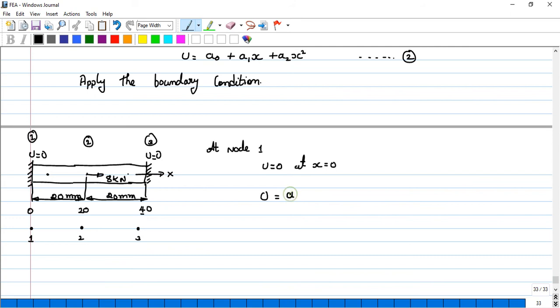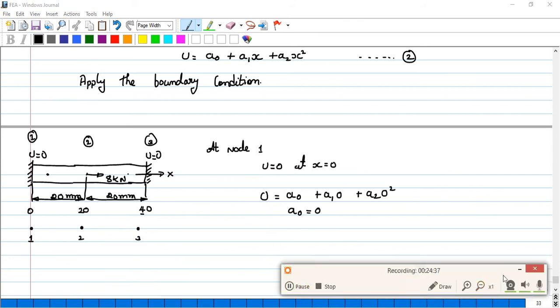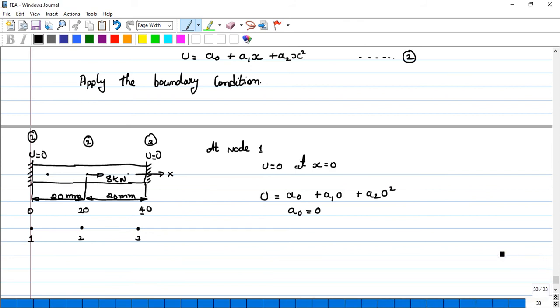a0 plus a1 into 0 plus a2 into 0 square. Now I was able to identify the value of a0, that is a0 is equal to 0. Is it clear? I have identified a0. Any doubt? Continue. So this is a0, that will be 0.